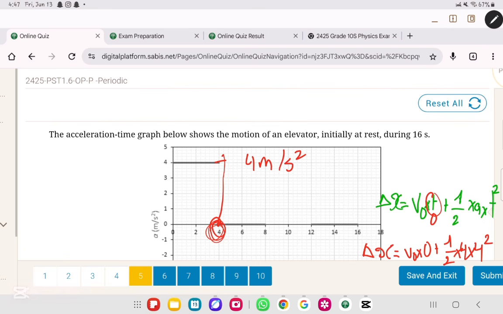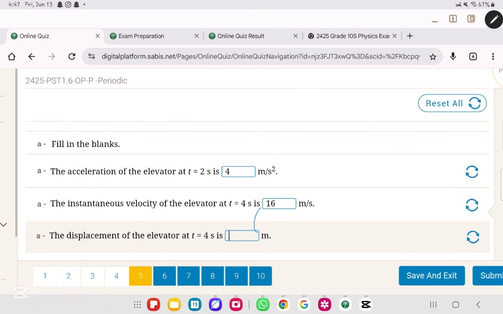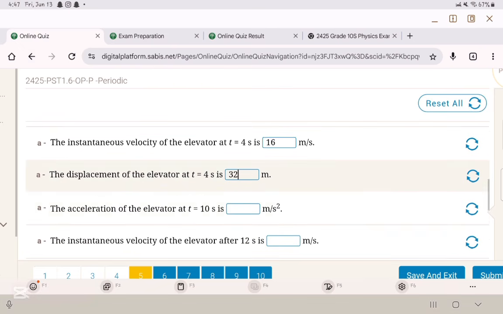So there's no need for us to find the velocity, even though I believe the velocity was 16 because we found it previously, 16 meters per second. Even if you put 16, it's still going to be 16 times 0, which is 0. So delta x is equal to 0 plus 1 over 2 times 4 squared, which is 32. So very simply, the displacement of the elevator at time 4 seconds is 32 meters.